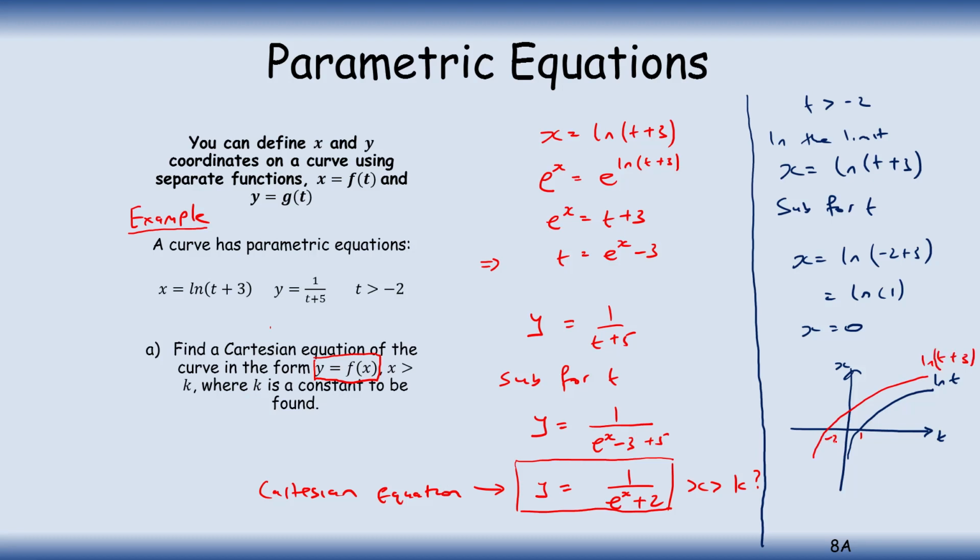There's your minus 2. So that means as t gets bigger, x also increases. And it starts at 0, so x is going to be greater than 0, which is our range. Okay. So we can rewrite that equation there with x greater than k.